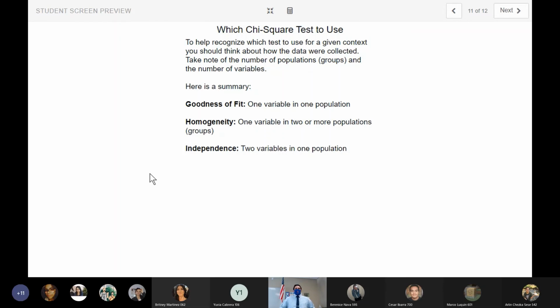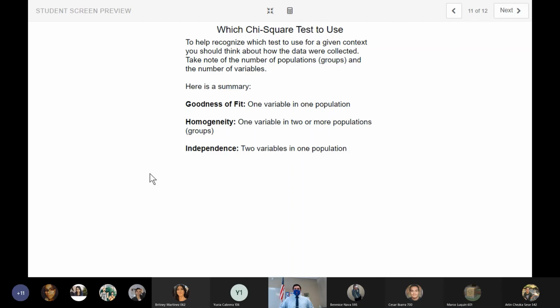For the test of homogeneity, we have one variable in two or more populations or groups. Right? The homogeneity test involves randomly sampling from two separate groups or populations. Right? And then we're testing one variable.